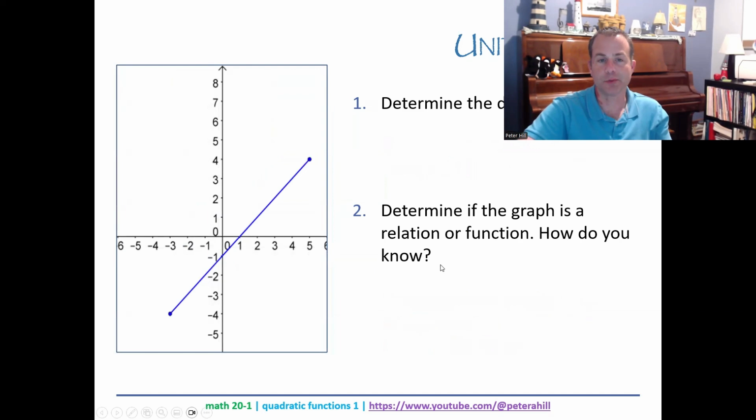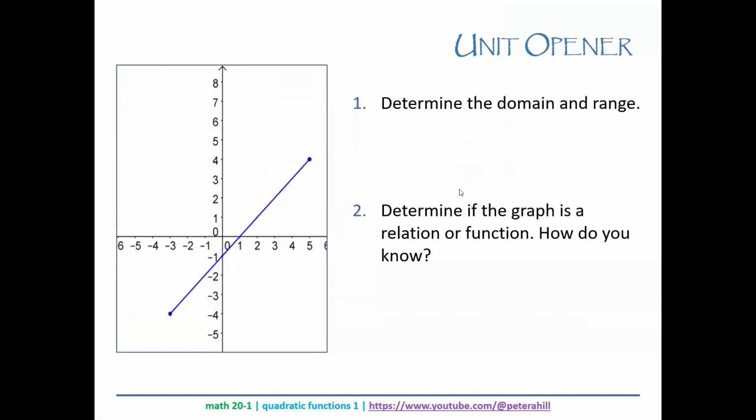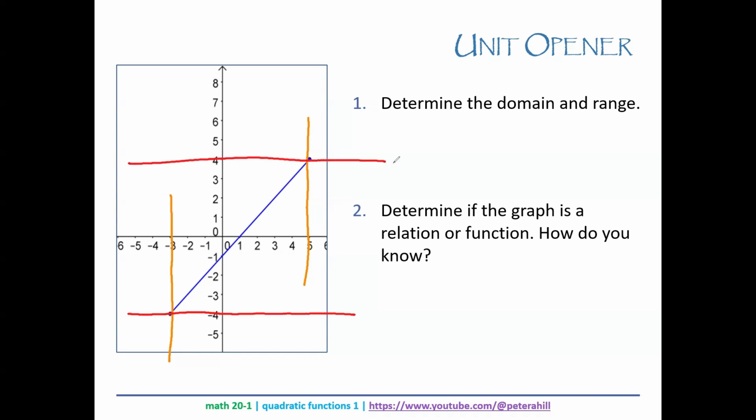Okay, next one. Determine the domain and range. Now this guy, we have to plot this out because I have a distinct start and stop. So if I'm looking at the domain, I'm going to go from -3 to 5. Then if I'm looking at the range, I'm going to go from -4 to 4. So the domain will go from -3 to 5. The range will go from -4 to 4.